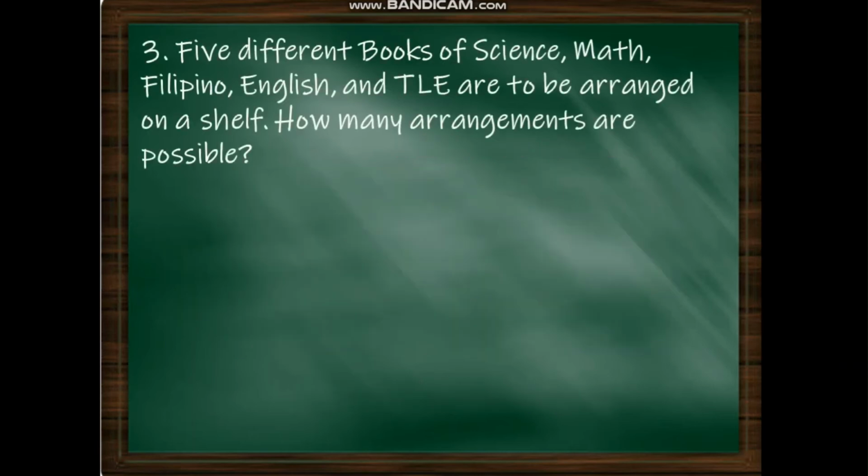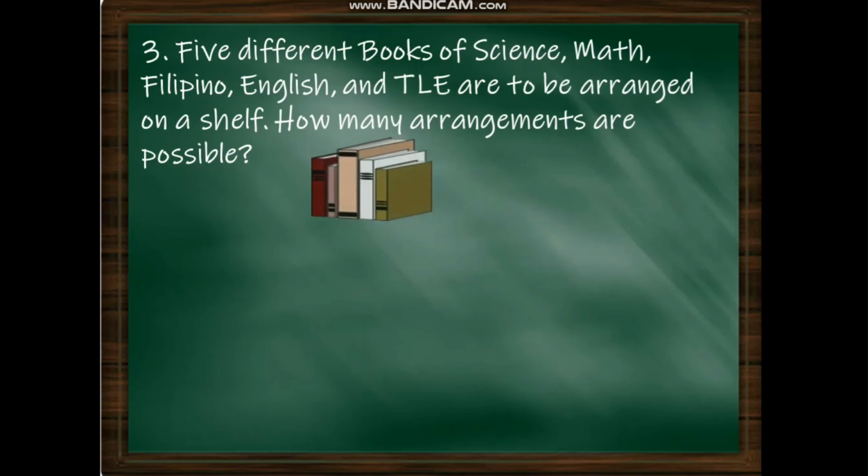Let's have example number 3. 5 different books of science, math, Filipino, English, and TLE are to be arranged on a shelf. How many arrangements are possible? So, ilan po dito ang involved? Meron tayong 5 different books, which is Science, Math, Filipino, English, and TLE. Ano ang hinahanap? The possible arrangement that we will have out of these 5 books.